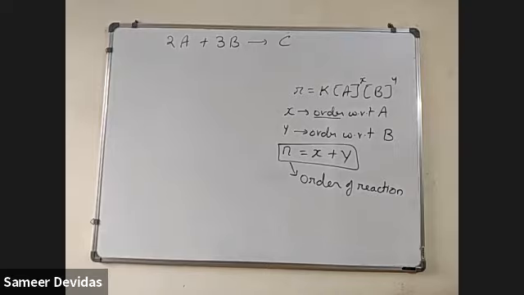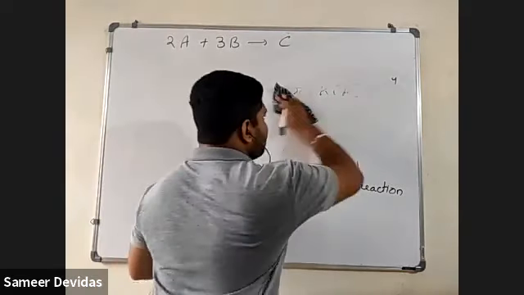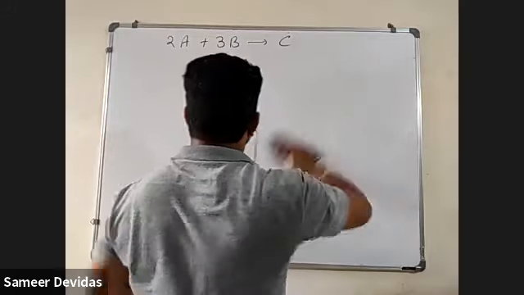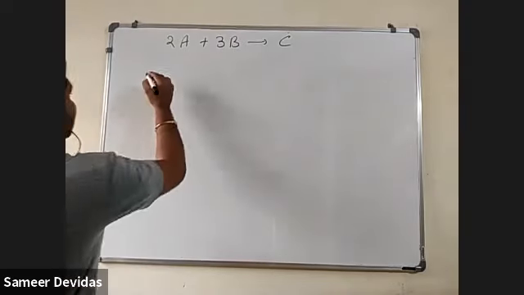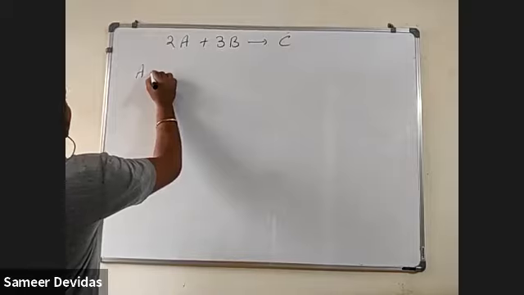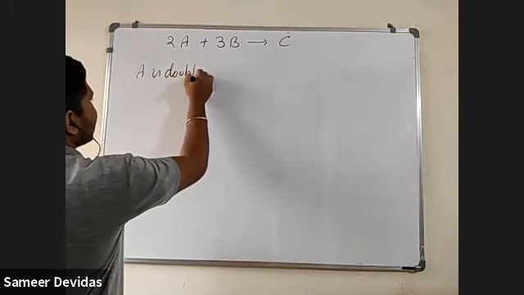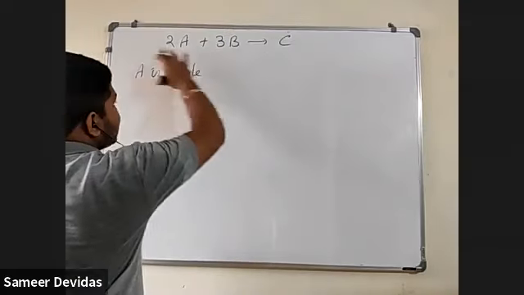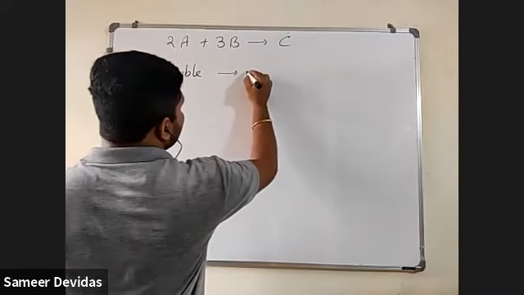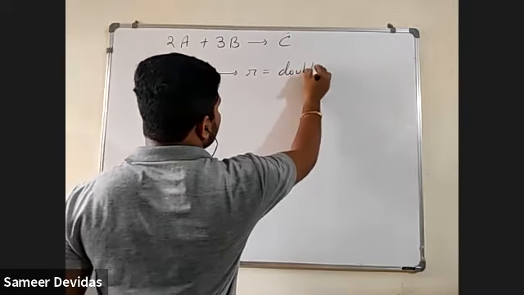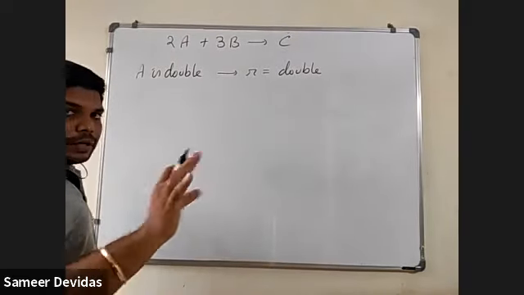Yes, sir. Because before going to this problem, I should tell you these things. Now, if I'm saying that A is doubled, see, experimental thing now. This is a chemical reaction, and this is experimentally given. If A is doubled, the reaction rate also doubles. Just try to understand.